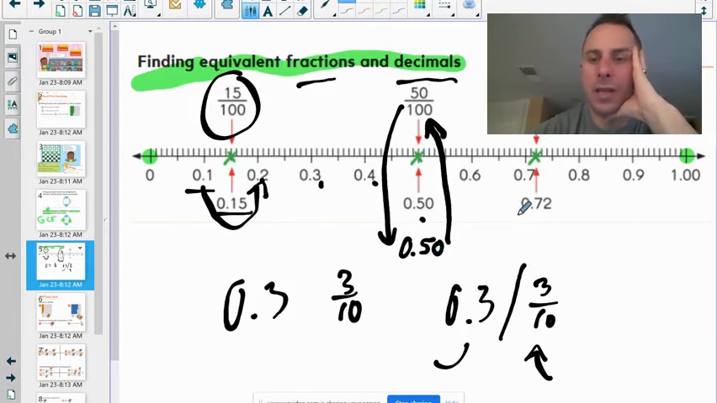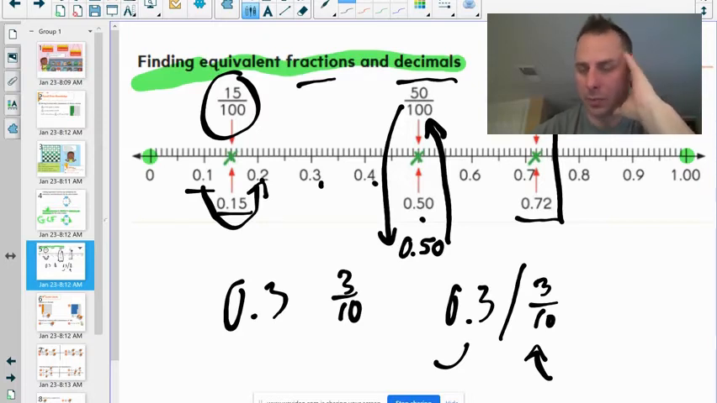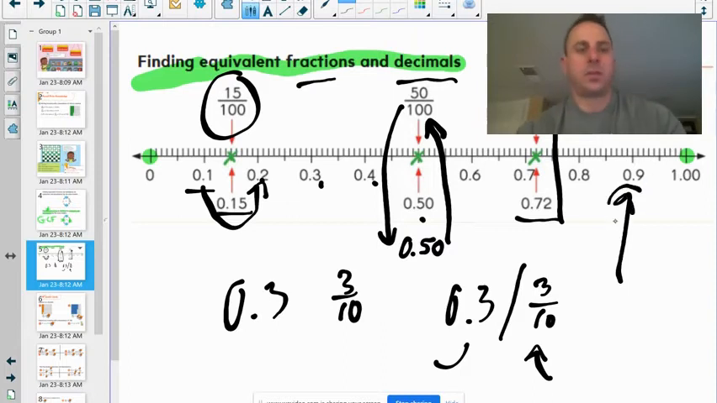Down here, you've got your 72 hundredths as a decimal, and here's your 72 hundredths as a fraction, right? So when would you want to use a fraction? When would you want to use a decimal? It really depends on the situation. A lot of times, if you're talking about money and discounts and percents and interest, you're going to want to use the decimal form. So let's move on.